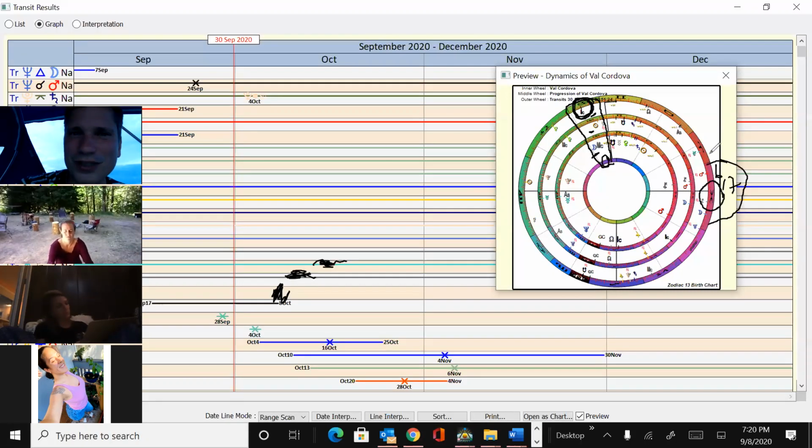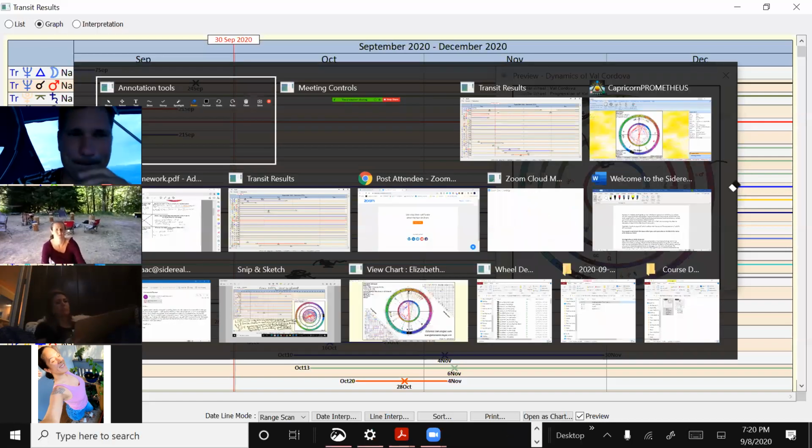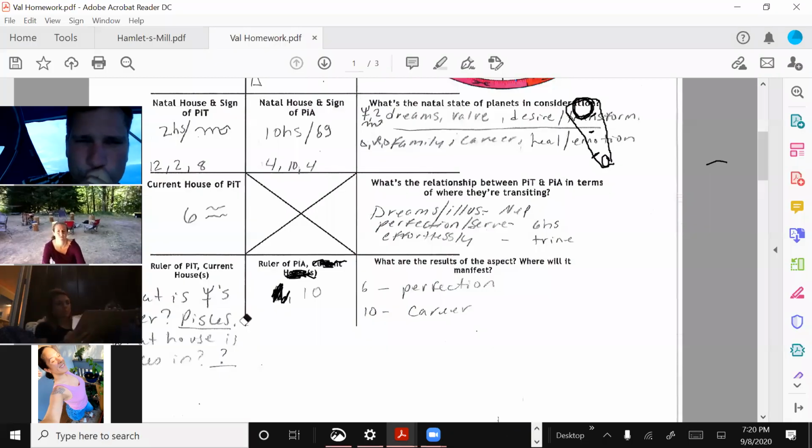So the top row is current house of planet in transit, which is between 6 and 7. And then the one underneath that is the ruler.